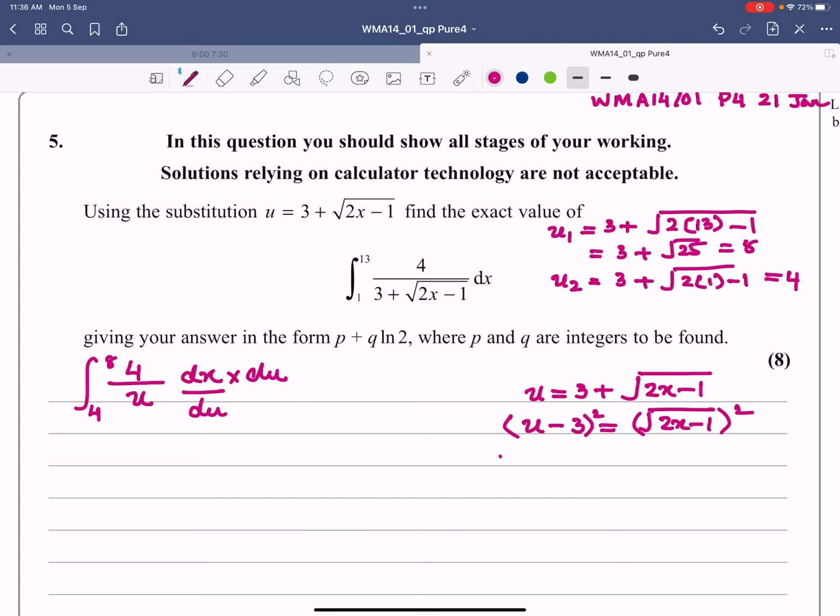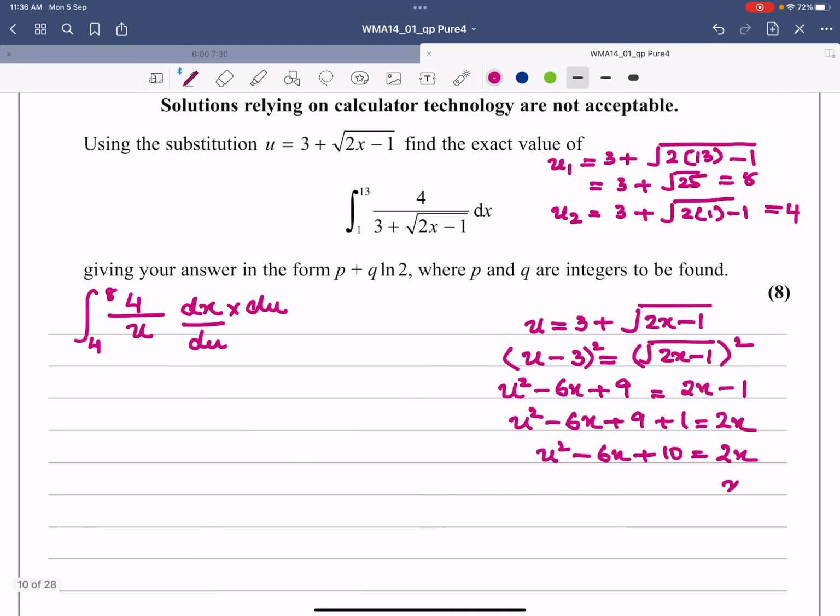When I square both the sides, I have u squared minus 6u plus 9 is equal to 2x minus 1. Then u squared minus 6u plus 9 plus 1 is equal to 2x. Therefore, I have u squared minus 6u plus 10 is equal to 2x. Now I can make x the subject by dividing the left side by 2. So I have half u squared minus 6u divided by 2 plus 10 divided by 2.